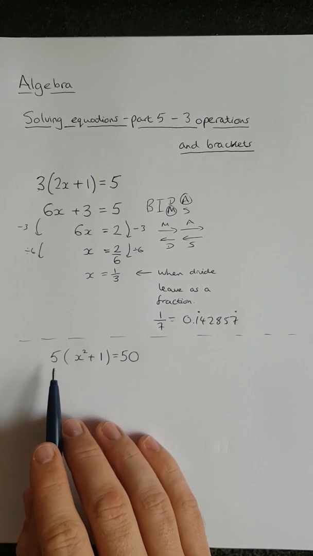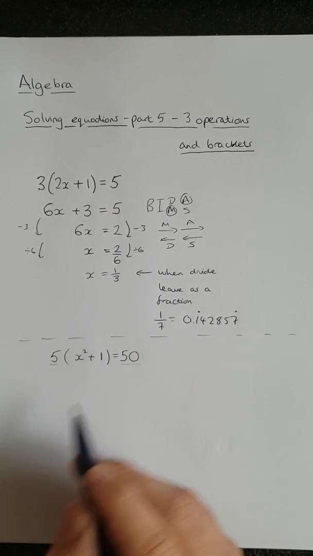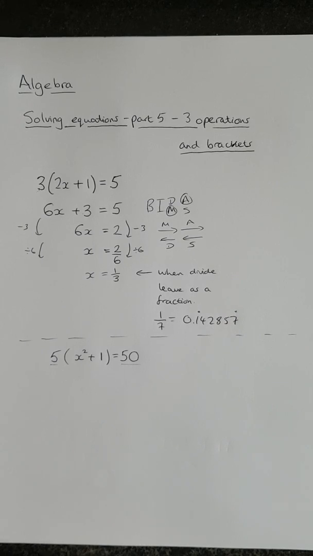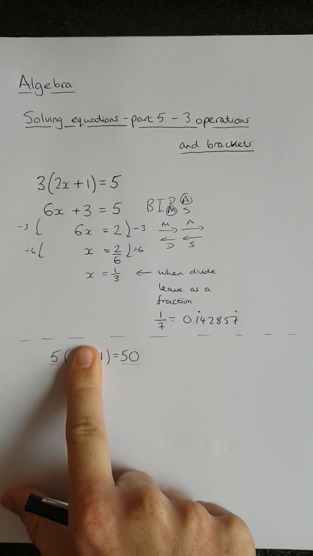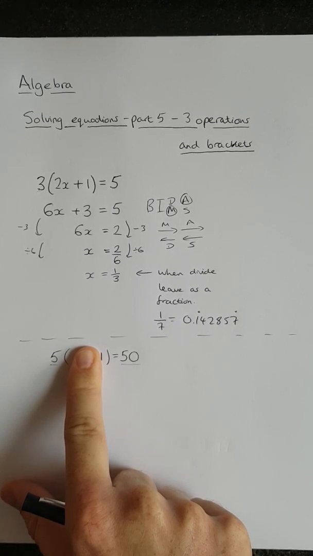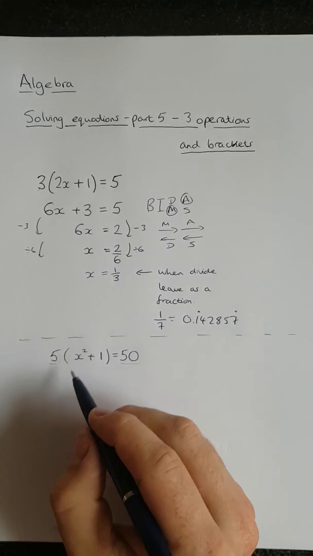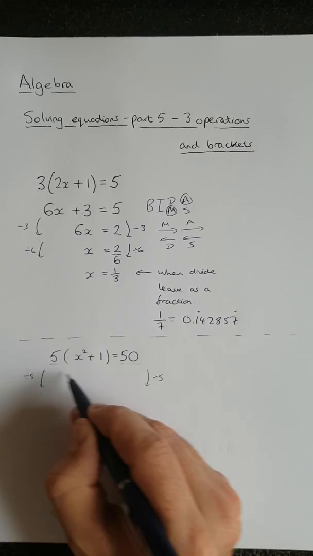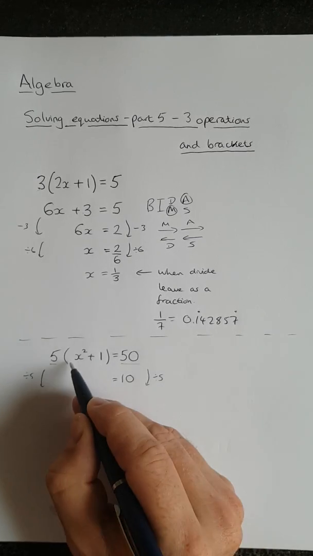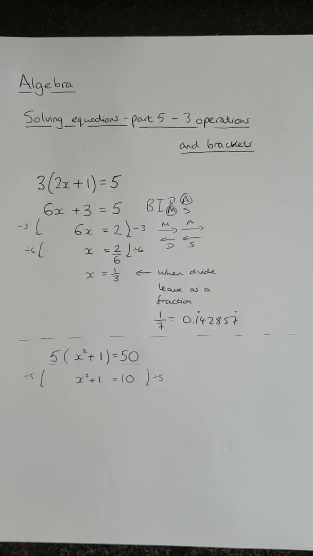Okay, so let's deal with this bracket and look, 5 and 50. So, cover that up. Imagine it says 5 times something equals 50. So the something is 10. So when we divide by 5, the something is 10.